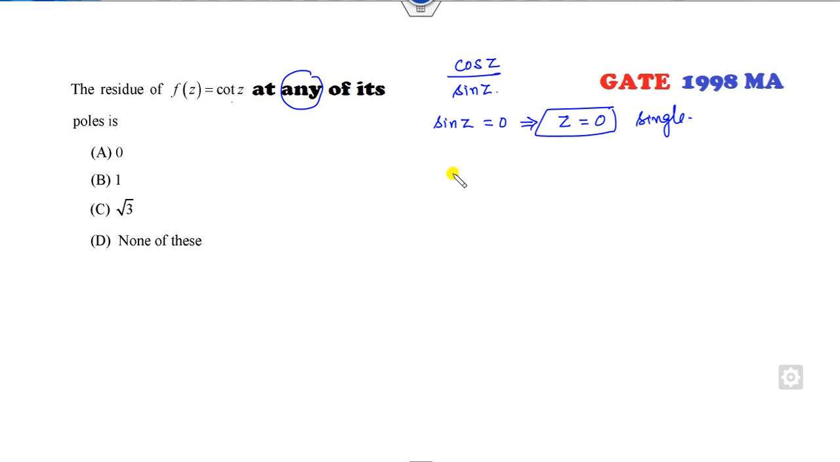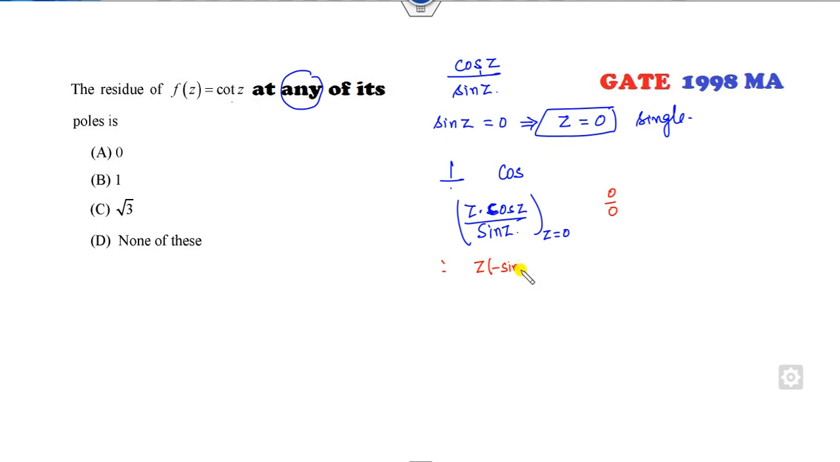So what is the residue of this? It is 1 over 0 factorial, that is the first. That is a single pole, so you can simply take the value of cos z over sin z at z equal to 0. Now clearly it's 0 over 0, so I can apply the L'Hopital rule.